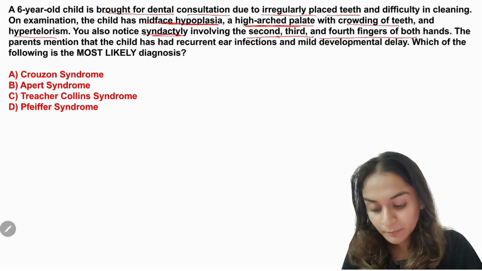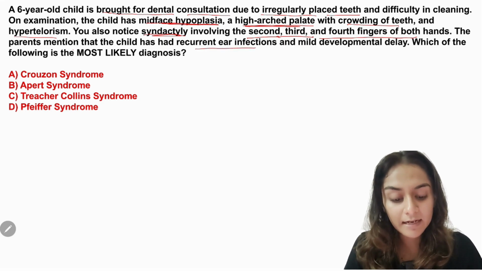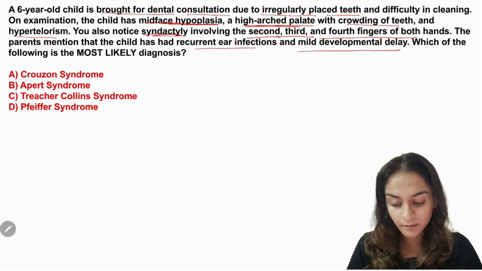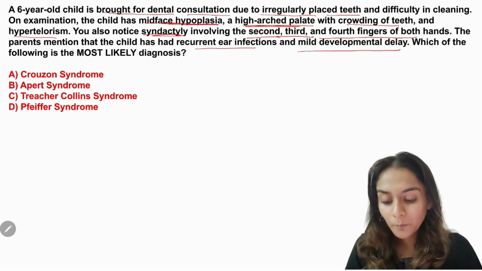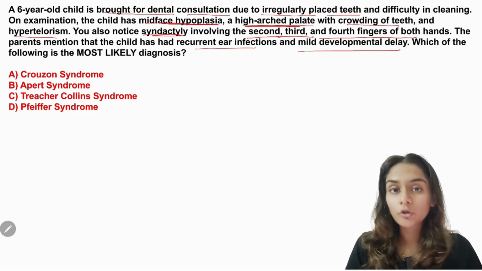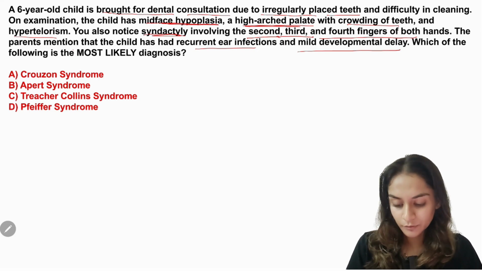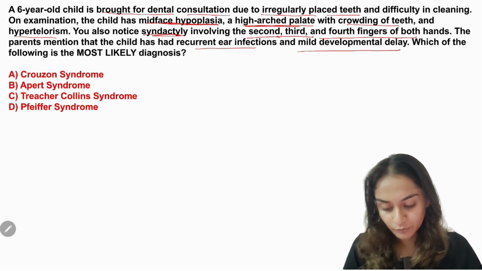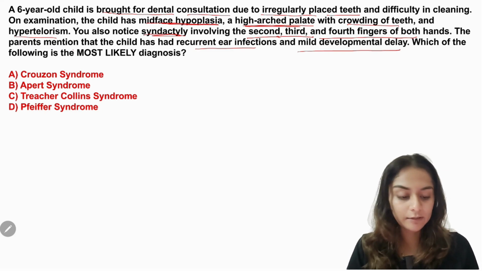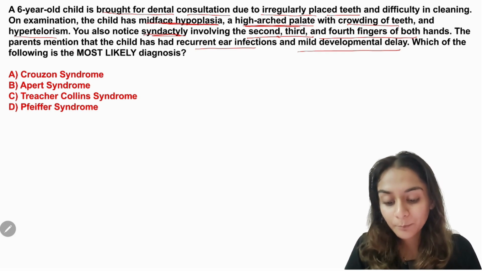The parents mentioned that the child has had recurrent ear infections and mild developmental delay. Which of the following is the most likely diagnosis? Again, you have 4 options: Crouzon syndrome, Apert syndrome, Treacher-Collins syndrome and Pfeiffer syndrome. Now select the right option. So in this, the correct answer is Apert syndrome.